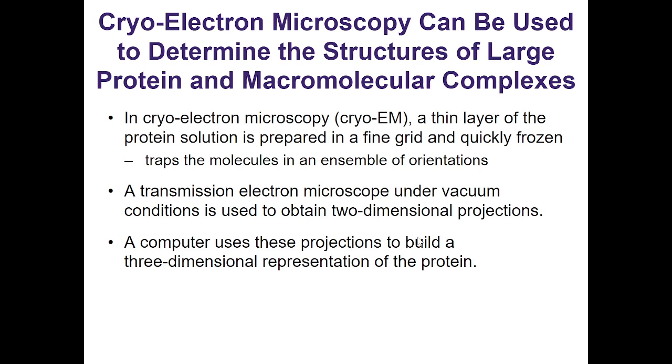The transmission electron microscope, under vacuum conditions, is then going to be used to obtain the two-dimensional projections of that structure. The computer is then going to take that series of two-dimensional structures as you rotate these different directions. You'll have different proteins that are in different directions in your sample. And you're then going to assemble those into a three-dimensional structure of the outside.